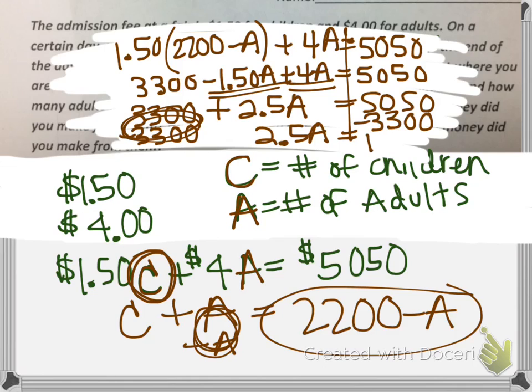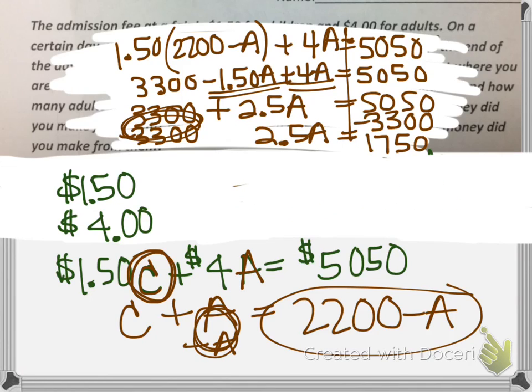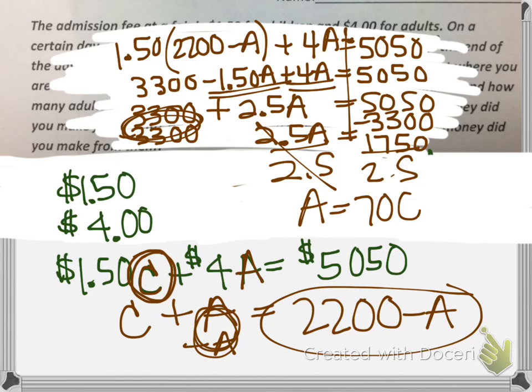Which is 1,750. And then I divide out 2.5. So we're going to divide both sides by 2.5. So 1,750 divided by 2.5 is, A is 700. That means there were 700 adults that went to the fair. So 700 adults attending the fair.